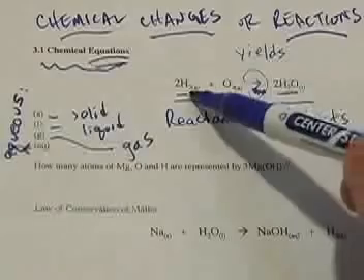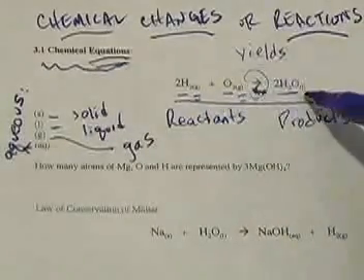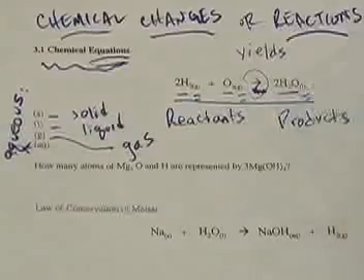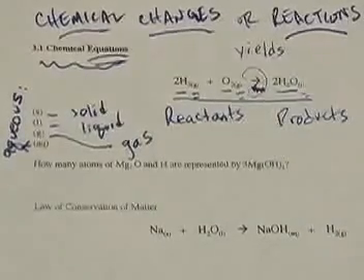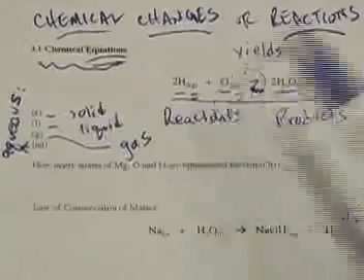So you can see in this reaction we take hydrogen in its gaseous form, react it with oxygen in its gaseous form, and we get some liquid H2O or liquid water. This is an example of a chemical reaction with reactants on this side and products on this side.